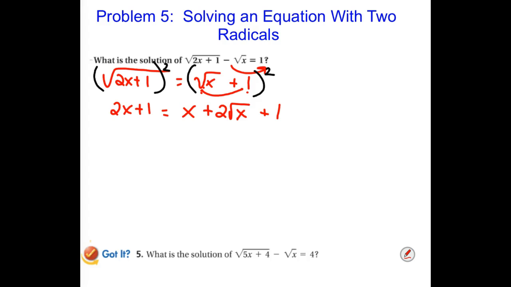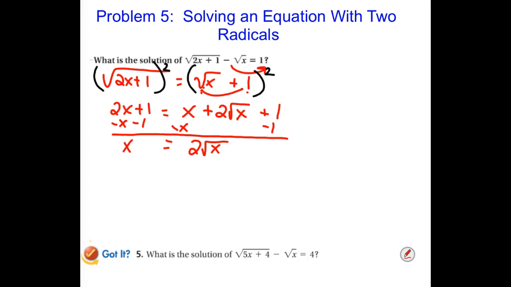Okay, we still have a radical in there, yes? We want to isolate that. So I'm going to get rid of this x, bring it to the other side, and I'm going to get rid of this 1. This side now just has the 2 root x piece on it. The other side we end up with just a plain x. Okay?